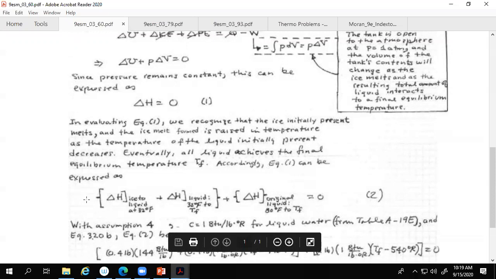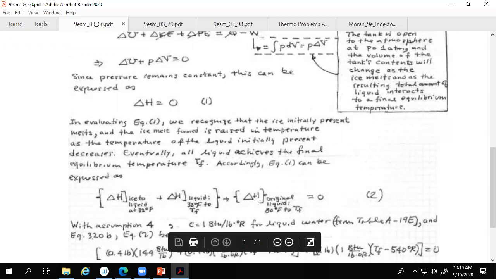Anyway, so delta H for the ice to liquid transition at 32. And then that same liquid will increase from 32 to whatever the final temperature is, which is what we're trying to solve for. Okay. And I will email all these solutions out to you, so you will have this.